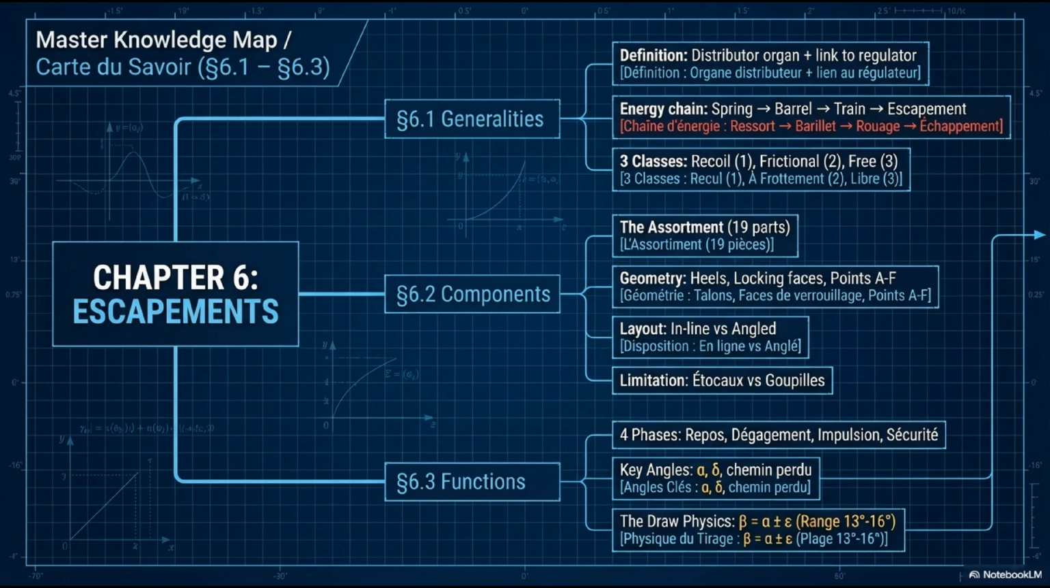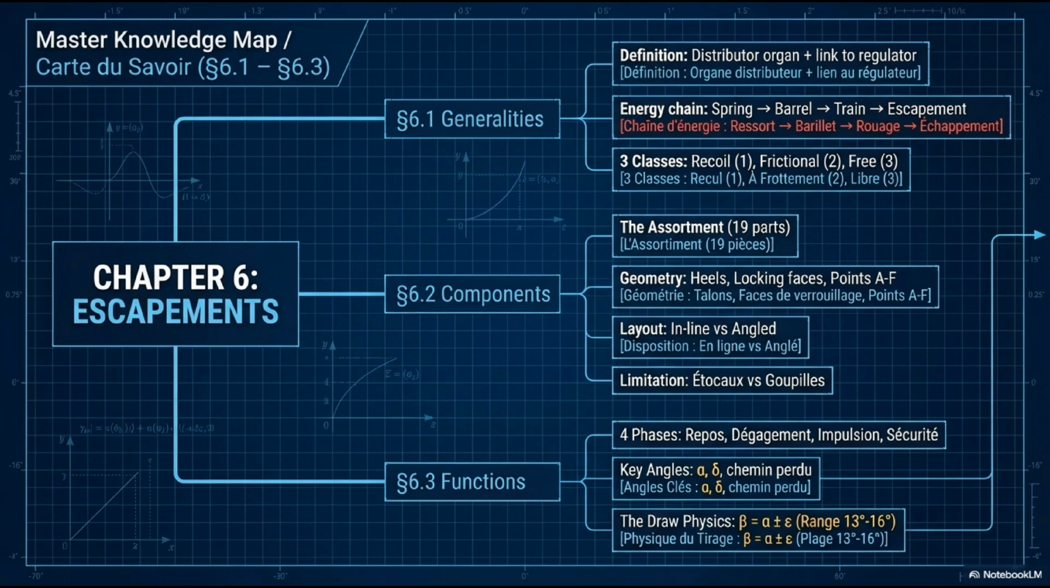First, the definition. The escapement is a distributor organ, the link between the regulating organ and the gear train, performing 2 simultaneous functions, distributing energy and counting time. Second, the energy chain: spring, barrel, train, escapement, regulation, display, with the escapement highlighted as the critical control point between transmission and regulation. Third, the 3-class system.